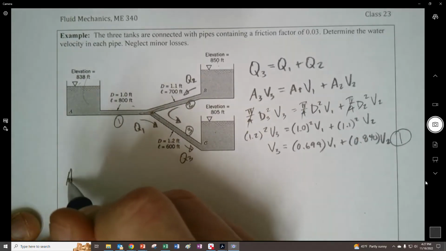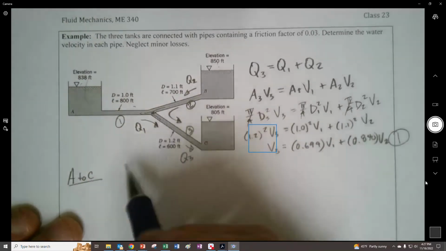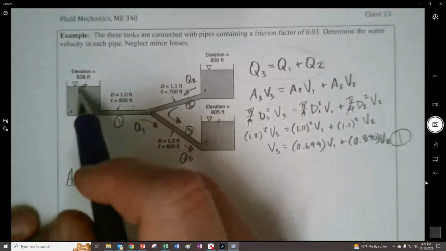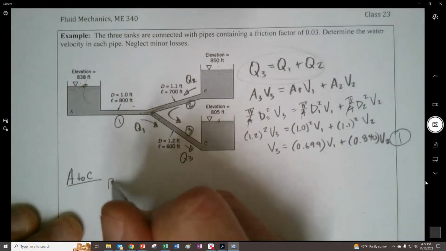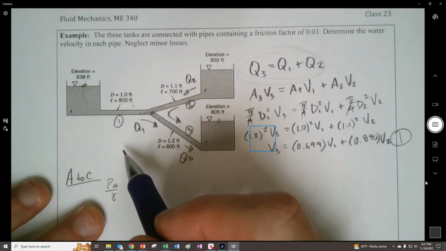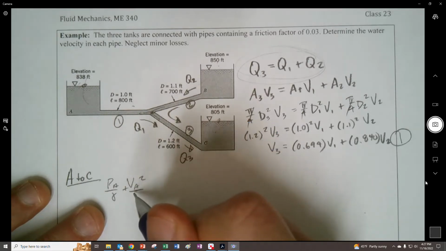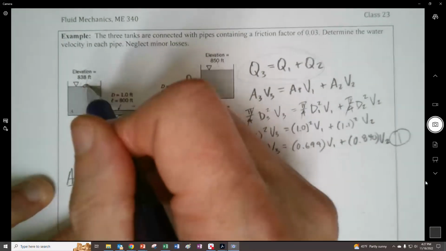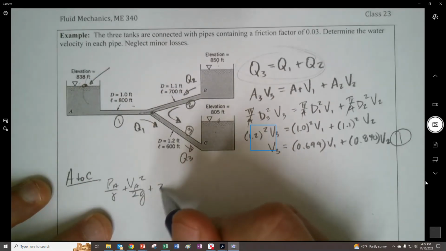So let's go A to C first, and that's going to be Bernoulli. We're going to write Bernoulli from here to right here. The previous equation was the conservation of mass, and now we're going to do what's essentially the conservation of energy, because that's what Bernoulli is. So we go PA over gamma, that's where we're starting, plus VA squared over 2g. But remember, that velocity is not the same as this velocity; it's the velocity right here at that spot at A. Plus ZA.